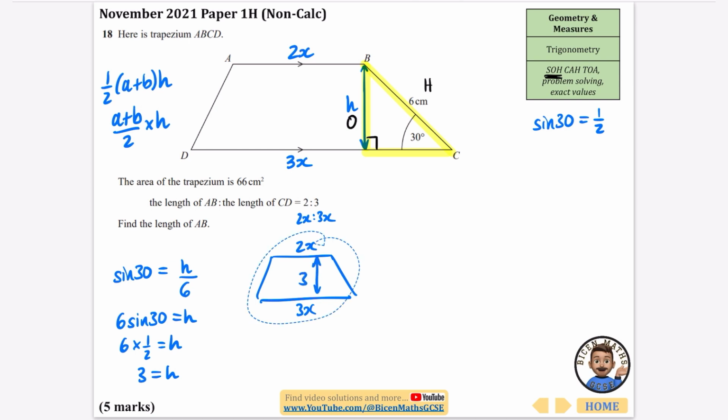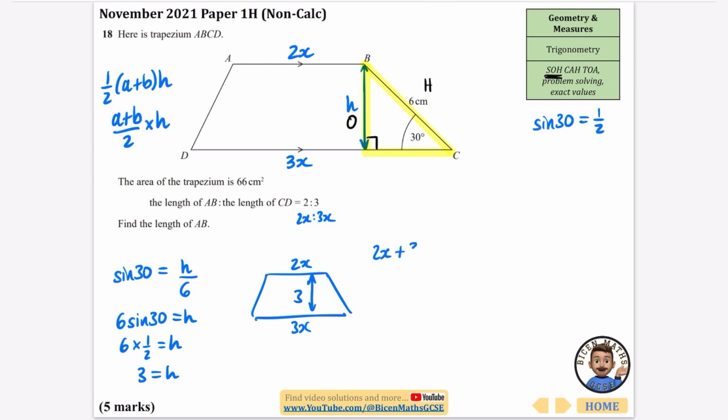I'm going to use the formula and the fact that the area is 66. So the area of a trapezium is A plus B over 2 multiplied by the height, which is 3, and that is equal to 66. I'm going to use a different colour; this is the formula that we have here. A plus B divided by 2 times 3 equals 66. So I'm going to try and solve this equation. First of all, I'm going to simplify it. I've got 5x over 2 times 3 equals 66.